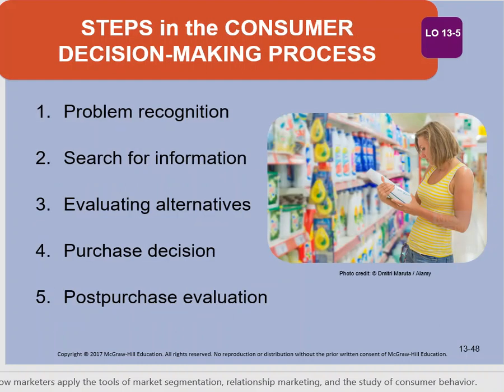At the end, remember, it's helping buyers buy. So we need to look at the various steps in the consumer decision-making process. The first thing to look at is to recognize that the consumer has a problem. Then the consumer will search for information. Once the search is finalized, the consumer will evaluate alternatives, make a purchase decision, and then evaluate the decision after purchase.